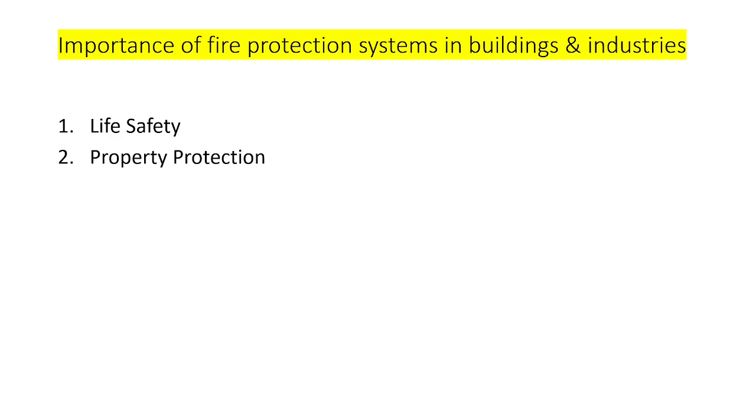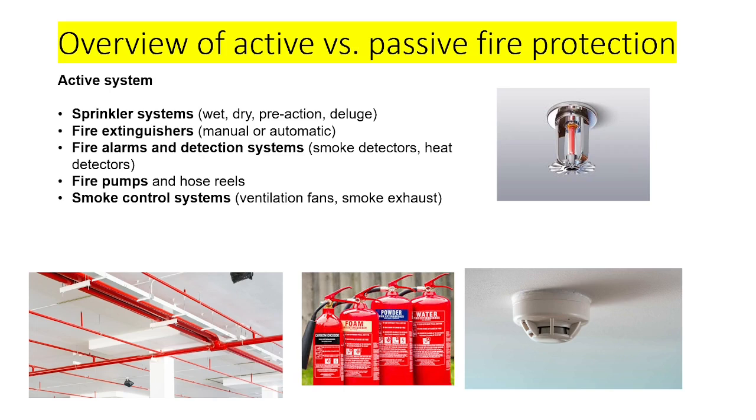So what is the importance of a fire protection system in a building? It is for life safety and also for property safety, because if there is fire, it is life threatening, and property needs protection. In buildings we have two types of fire protection system: one is the active system, one is the passive system. The active system directly extinguishes the fire. These are the active systems.